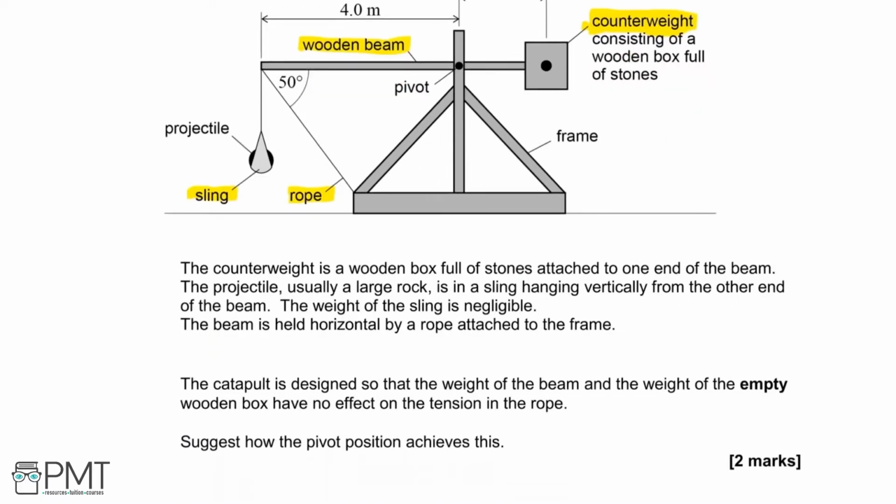The counterweight is a wooden box full of stones attached to one end of the beam. The projectile, usually a large rock, is in a sling hanging vertically from the other end of the beam. The weight of the sling is negligible. The beam is held horizontal by a rope attached to the frame. The catapult is designed so that the weight of the beam and the weight of the empty wooden box have no effect on the tension in the rope. Suggest how the pivot's position achieves this.